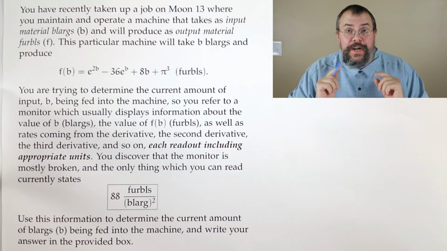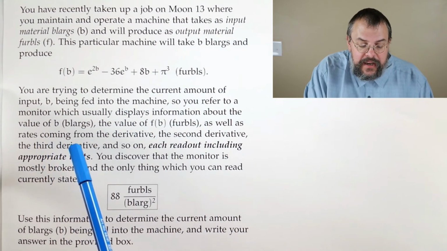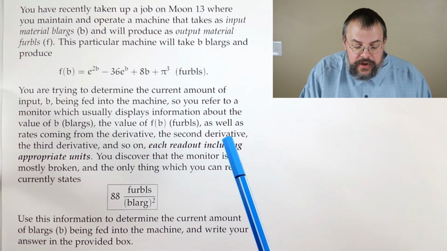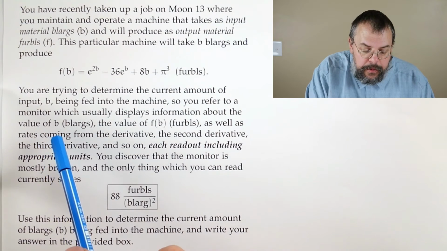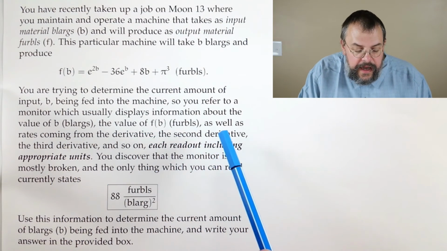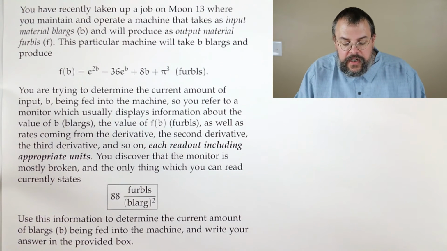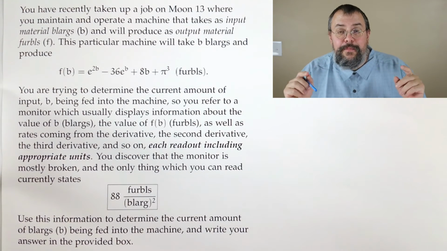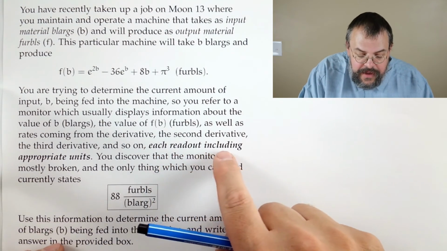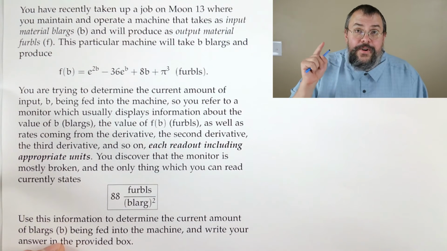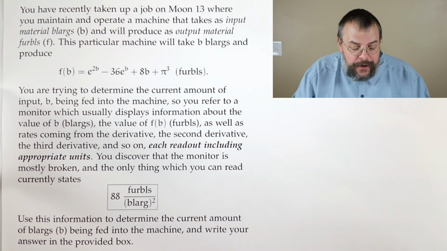All right, we keep reading. You are trying to determine the current amount of input b being fed into the machine. So you refer to a monitor, which usually displays information about the value of the blargs, the value of the furbles, as well as rates coming from the derivative, the second derivative, the third derivative, and so on. Each readout including appropriate units. So notice how they emphasize this. That says, hey, units are going to be important here. Okay, we've got that in our minds now.